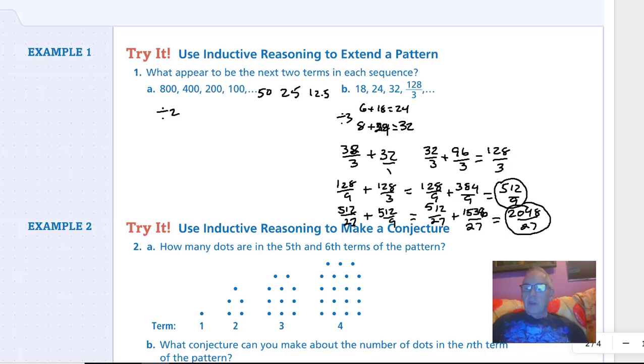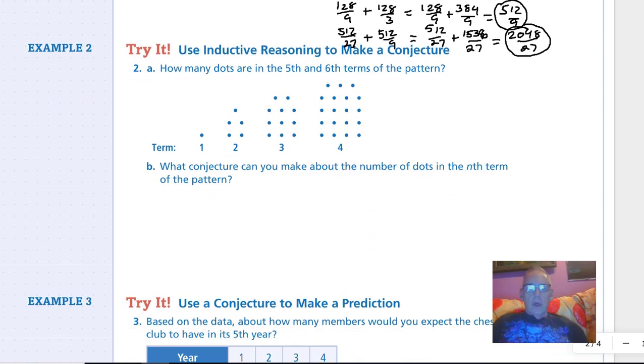Okay, let's look at the chart that goes with example 2. The first term is a 1, so we have one row of 1. The second term is 2 rows of 2 plus 1. The third term is 3 rows of 3 plus 2. The fourth one is 4 rows of 4 plus 3. So my conjecture is that the next one's going to be 5 rows of 5 plus 4.